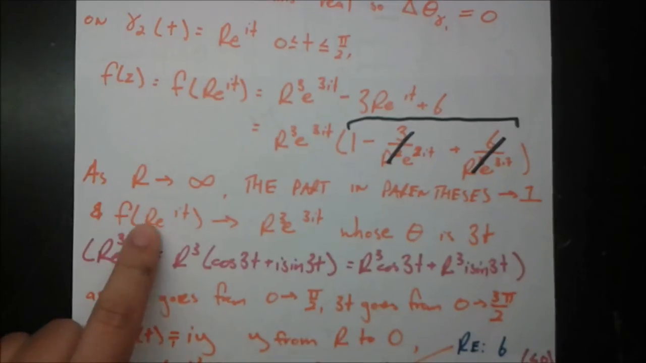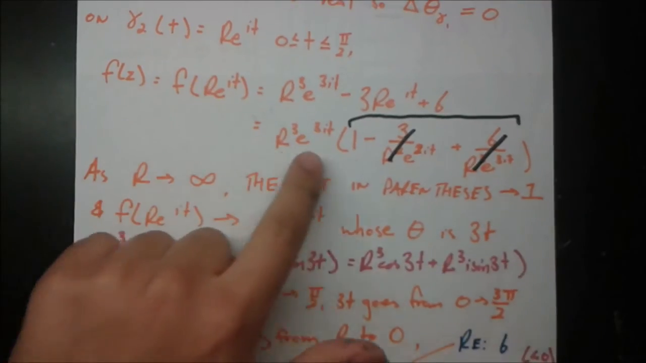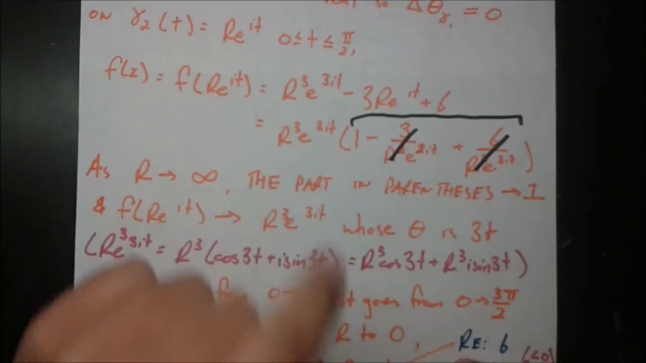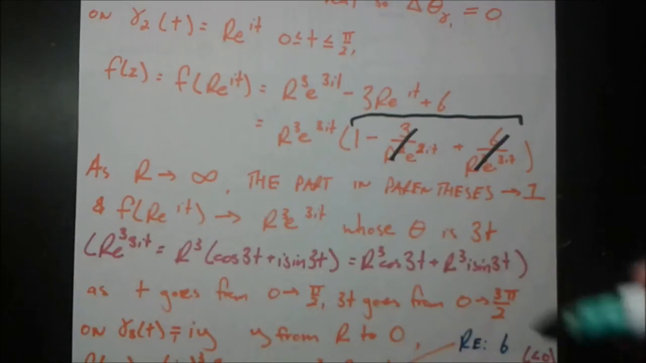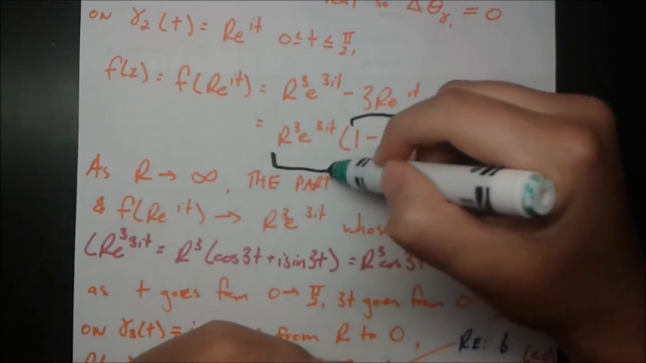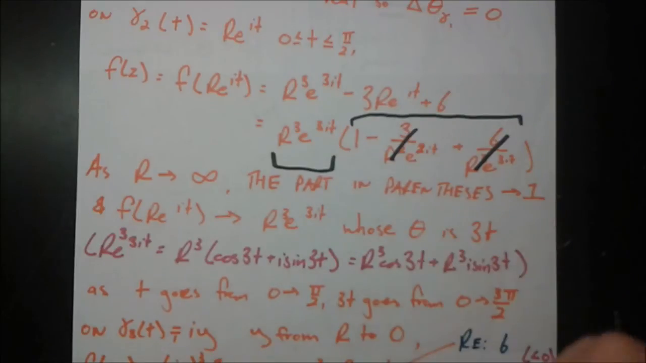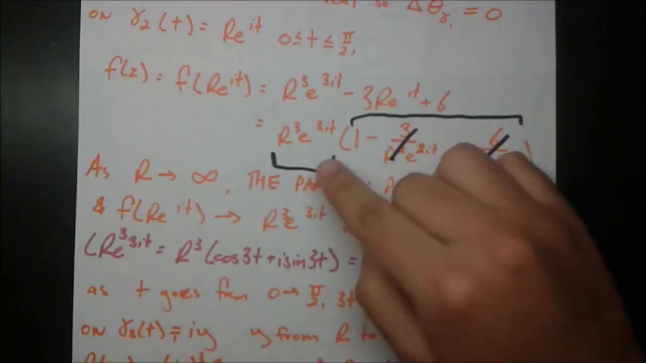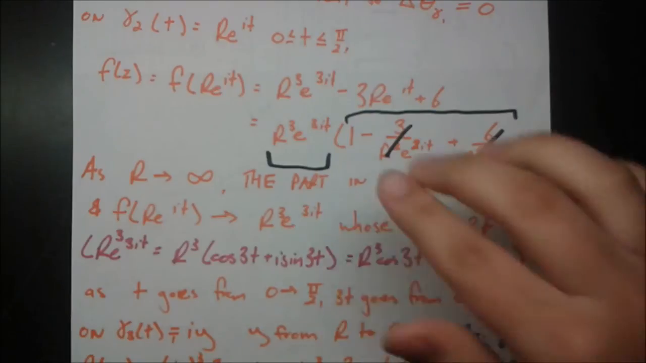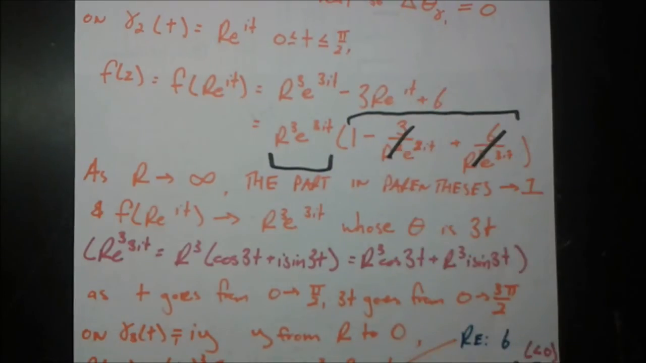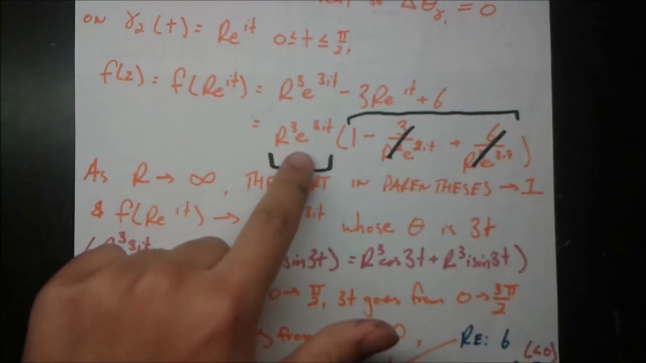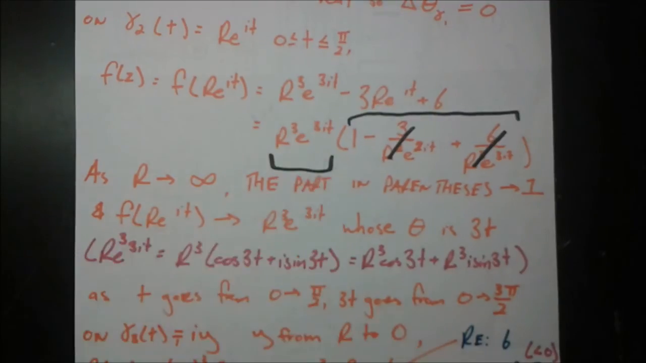And we say that f of r e to the it, which is this whole term, parentheses times this term right here, goes to just this term right here, times 1, which is just that term right there. So we see that as r approaches infinity, this term dominates. It takes over, and these other terms right here don't matter. Okay, so now we're going to say it just approaches this term right here. And what is the angle of this term right here?